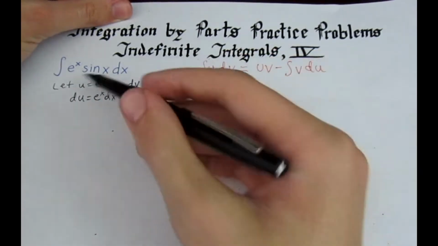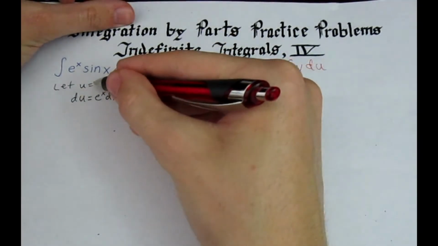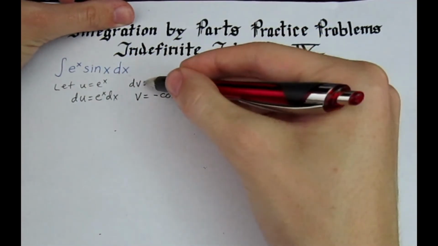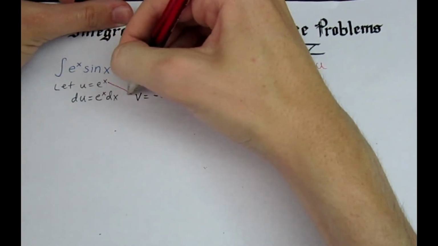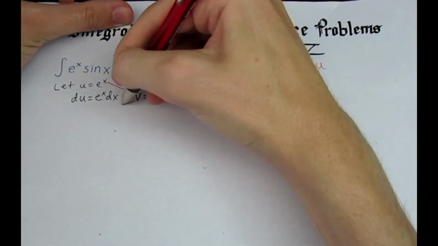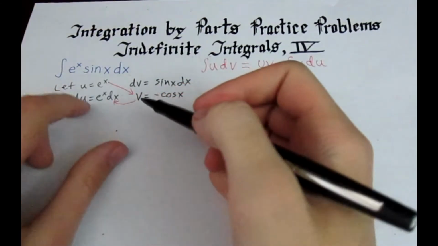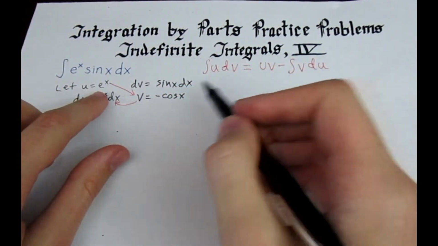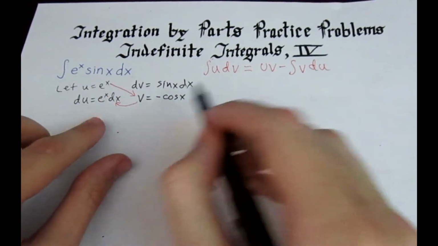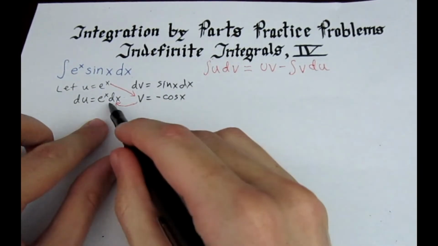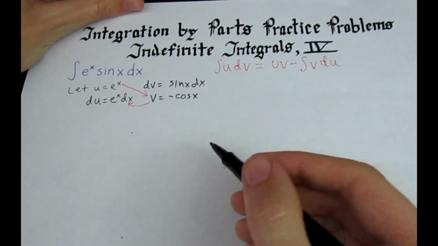And I again would highly recommend using this pattern right here to set it up like this: u, du, and dv, and v. That's how I was taught. That way you can just simply draw arrows, this one first, then that one, and that way it directs you to set this equal to u times v, minus the integral of v du.